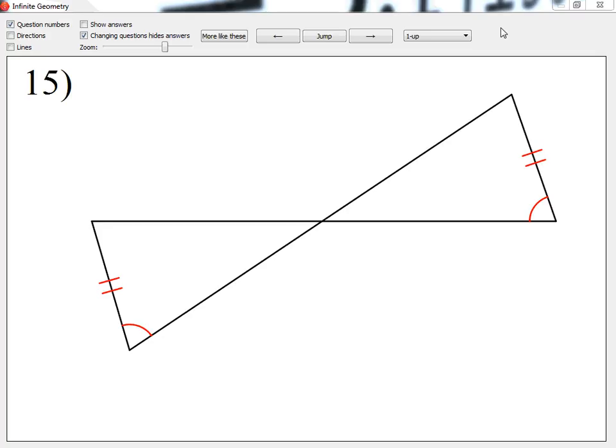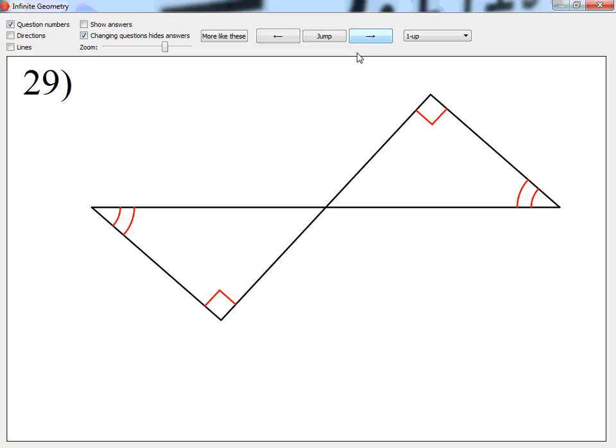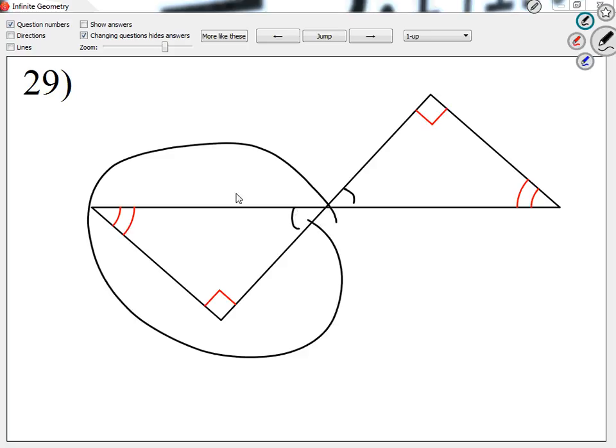Alright, any questions? Yes. Number 29. Alright, let's take a look at number 29. I can mark that angle because it's vertical angle theorem. I notice that on each triangle, I have three angles. Is angle, angle, angle a rule that works? No. So we're going to call this not from rule.